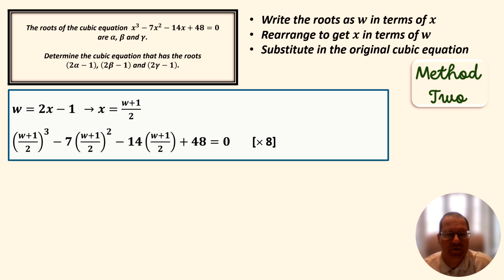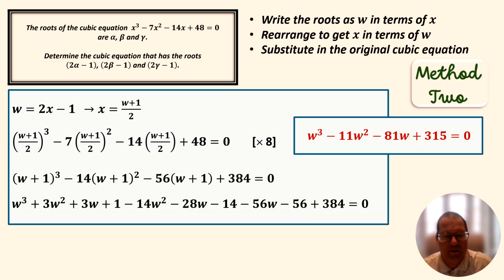And then we take this expression for x, w plus 1 over 2, and we substitute it into the original cubic equation. So we get w plus 1 over 2 all cubed, minus 7 lots of w plus 1 over 2 squared, minus 14 lots of w plus 1 over 2 plus 48 equals 0. And because the denominator of the first term is 8, I'm going to multiply everything by 8. So here I've multiplied everything by 8, and then I've expanded the brackets, and our final answer, as it was for method 1, is w cubed minus 11w squared minus 81w plus 315 is equal to 0.